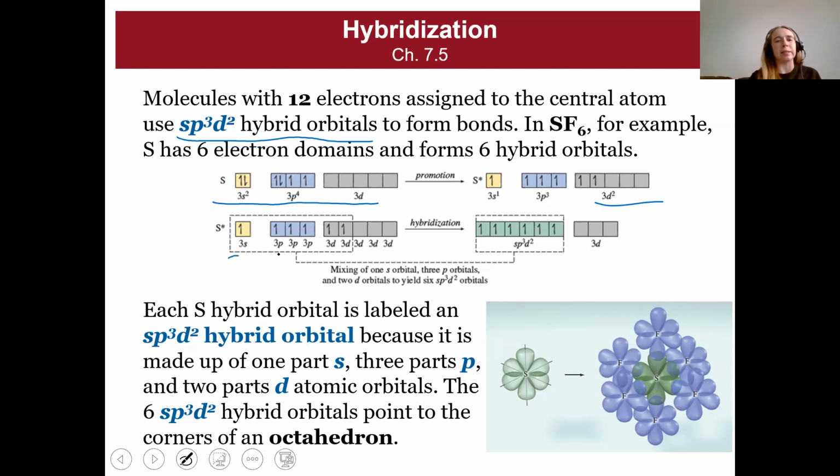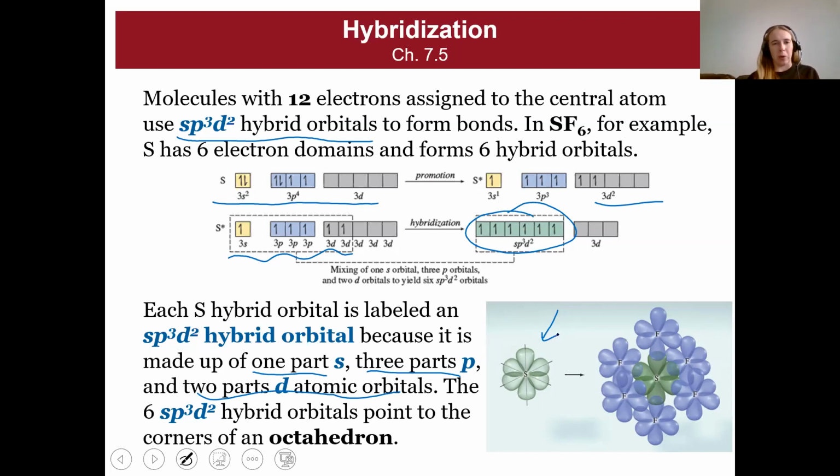So now we're mixing 6 atomic orbitals and making 6 hybrid orbitals. And these are called sp3d2 hybrid orbitals because we have 1 part s, 3 parts p, and 2 parts d atomic orbitals. And these 6 sp3d2 hybrid orbitals point to the corners of an octahedron. So here's our octahedral shape of our hybrid orbitals.